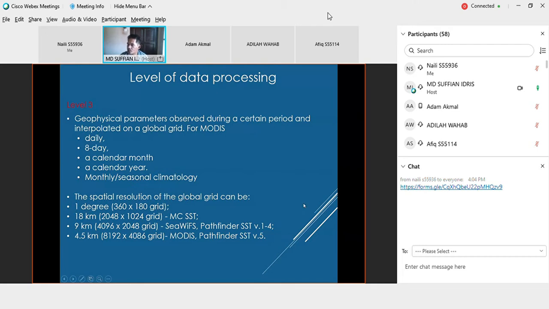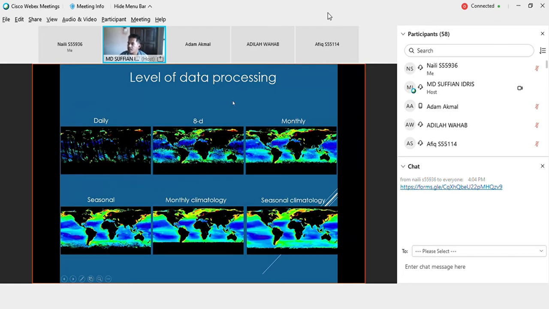And spatial resolution, kalau kita tengok spatial resolution, dia 1 degree, ataupun dia 18 km, 9 km, 4.5 km. And then, this one adalah untuk level 3 ya. So, sama juga, kalau kita tengok.